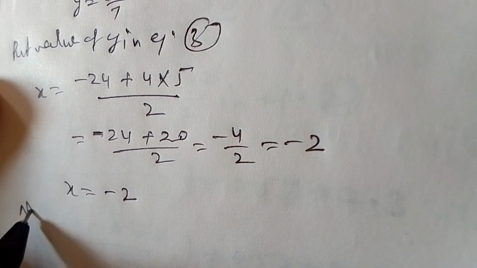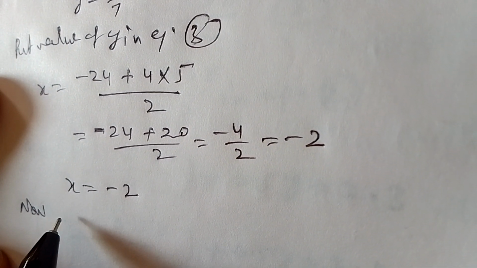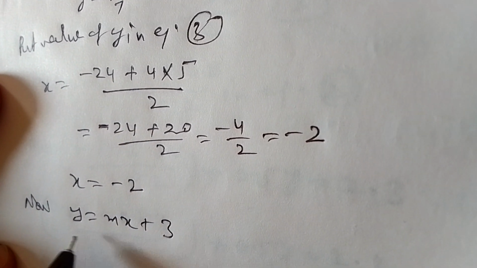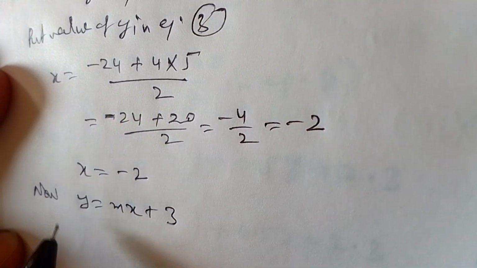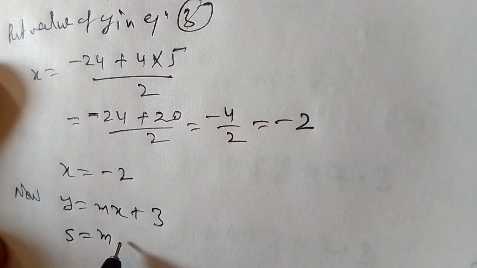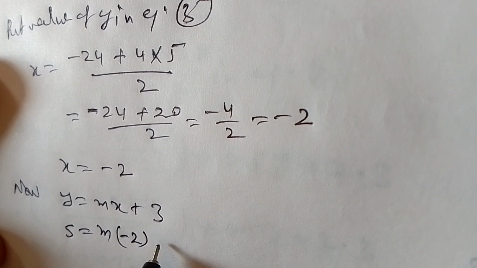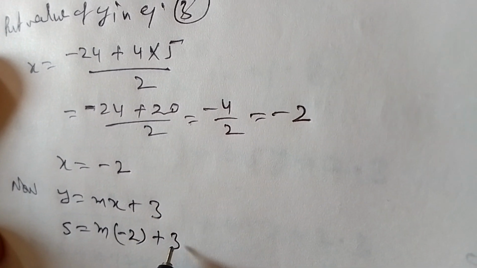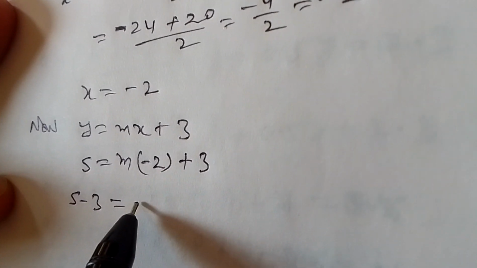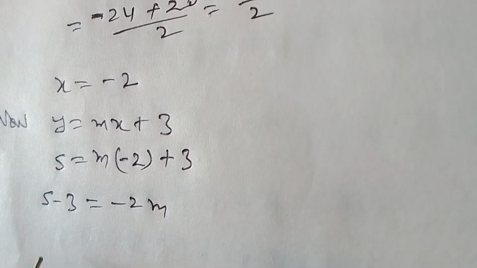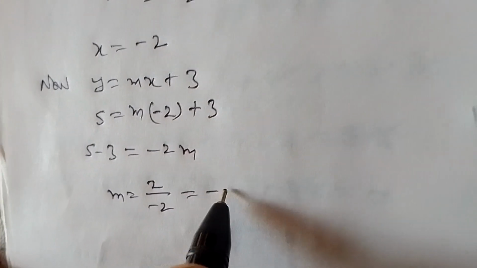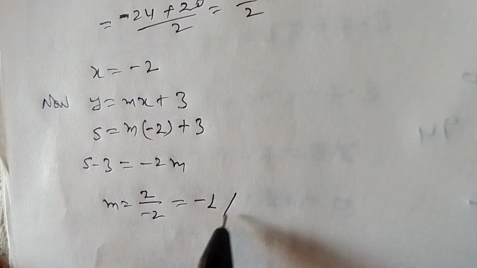Now according to the question we have to calculate the value of m. y is equal to mx plus 3. Y we have calculated as 5 and m we have to calculate. X we have calculated as minus 2, plus 3. So we will carry 3 to this side, it becomes 5 minus 3 is equal to minus 2m. So m comes out to be 2 divided by minus 2. So m comes out to be minus 1. So this is the solution of the second question.